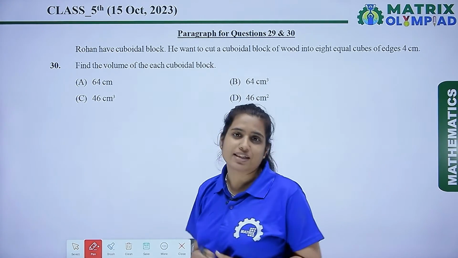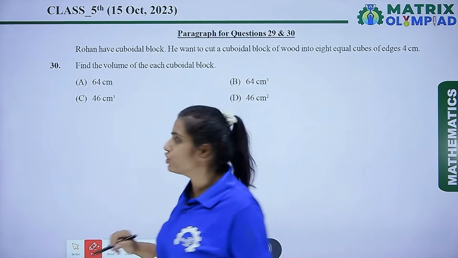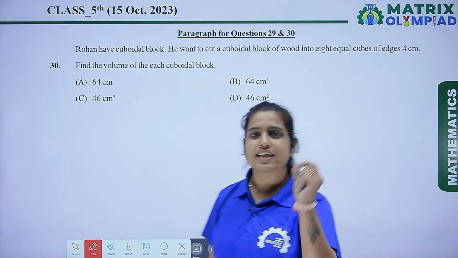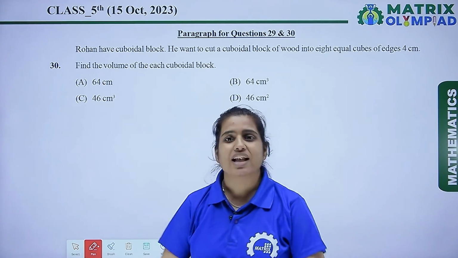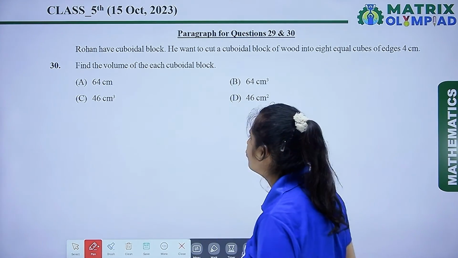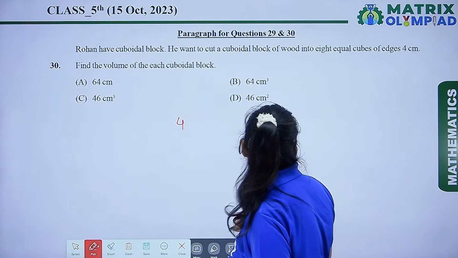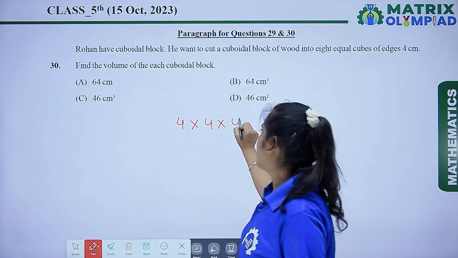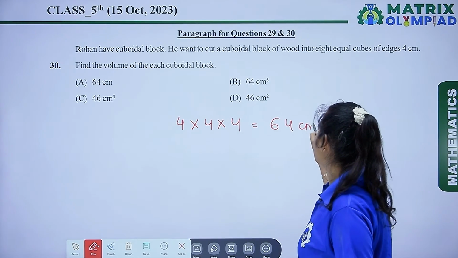जो क्यूबॉइडल ब्लॉक रोहन के पास है। So here, what we have to find out in this question, find the volume of the each cuboidal block. आपको एक single cuboidal ब्लॉक का वॉल्यूम फाइंड आउट करना है. पहले हमने इनिशियल का किया था और इस क्वेश्चन में हमें सिंगल का करना है. तो सिंगल का वॉल्यूम फाइंड आउट करने के लिए हमारे पास एज है 4 सेंटीमीटर की. So here 4 multiply by 4 multiply by 4 which gives us 64 सेंटीमीटर क्यूब.